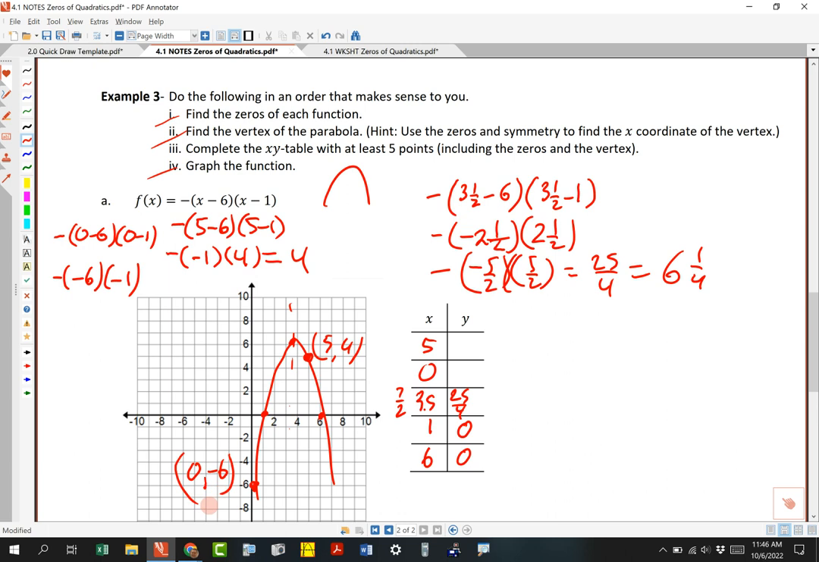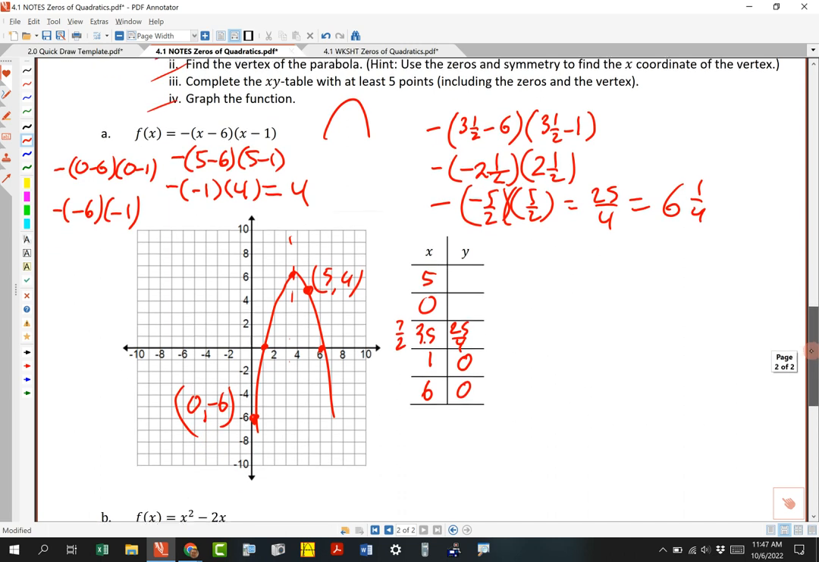Couple real key important points here. You ready? This is a darn good graph. Here's why it's a darn good graph. You have basically all the important features. We know where the vertex is. We happen to label it over here. We know where the x-intercepts are, and we know where the y-intercept is. That's why it's nice to choose 0 to plug in there. Okay? Any questions?